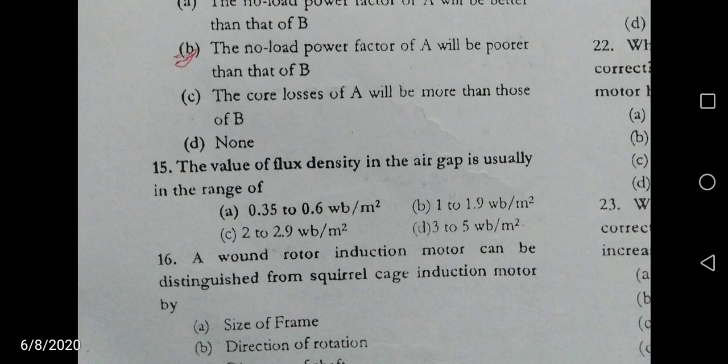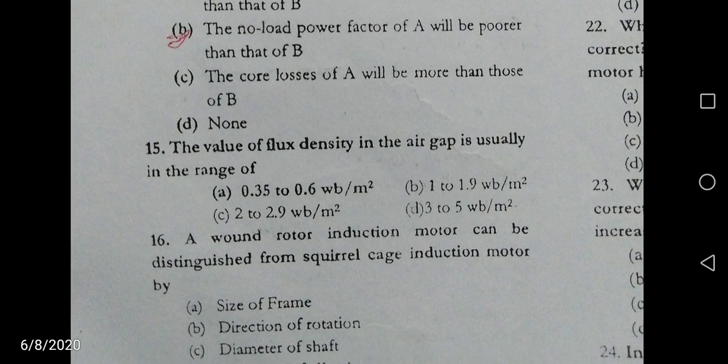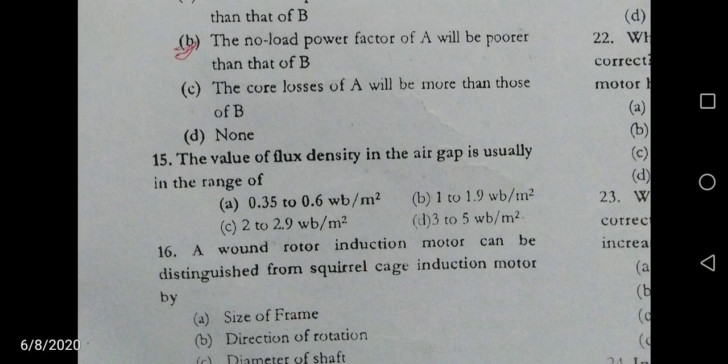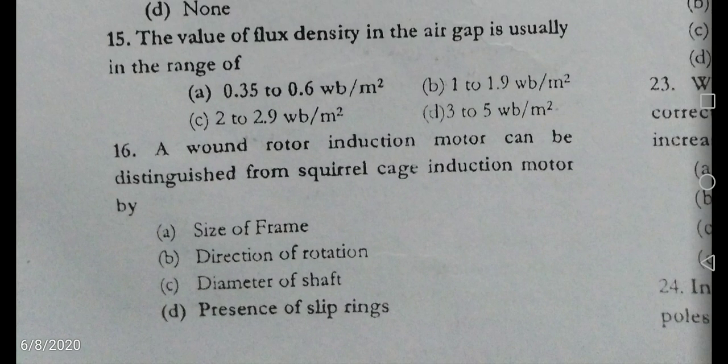The value of flux density in the air gap is usually in the range of 0.35 to 0.65 tesla. A wound rotor induction motor can be distinguished from a squirrel cage induction motor by the slip rings. In a wound rotor there are slip rings; in squirrel cage there is no need of slip rings. So here we can say the presence of slip rings.